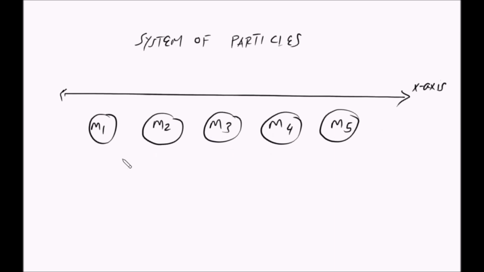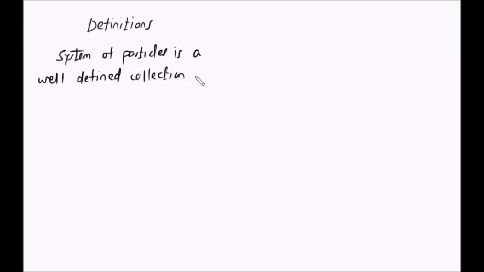So let me define this word system of particles. What does it mean? So a system of particles is a well-defined collection of particles that are connected to each other.